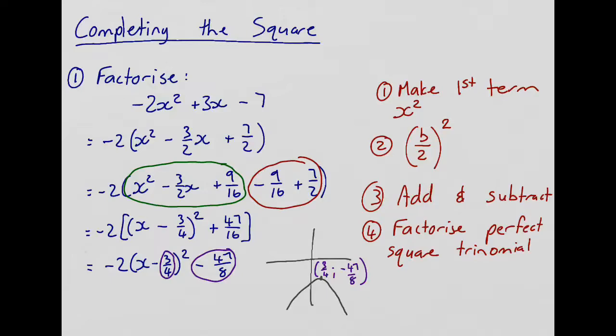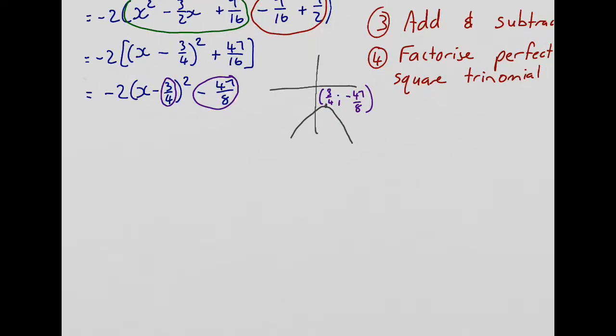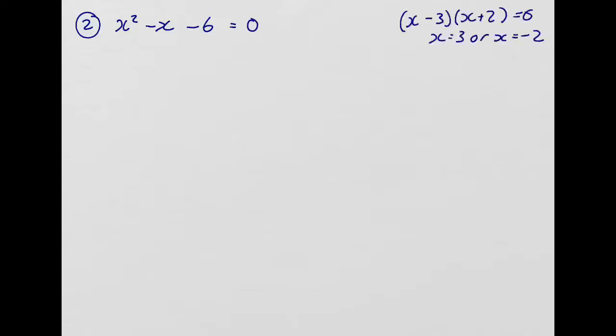Now quickly I'm just going to show you how we use equations to complete the square as well. If you look at this one, x squared minus x minus 6 equals 0, we can actually factorize this very easily into two brackets: x minus 3 into x plus 2 equals 0. Therefore x equals 3 or x equals negative 2.